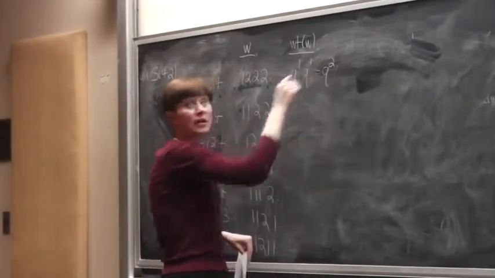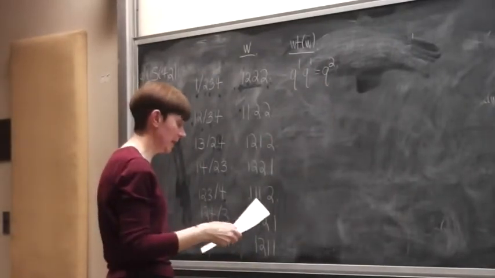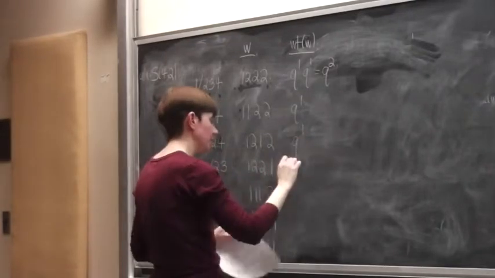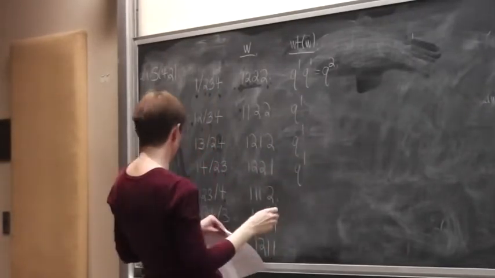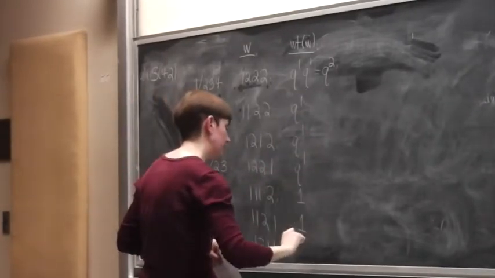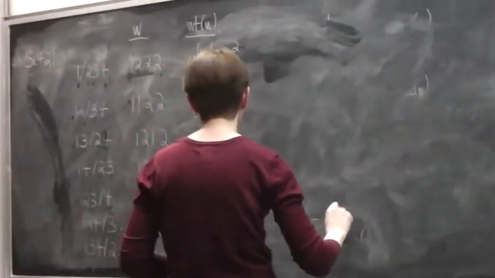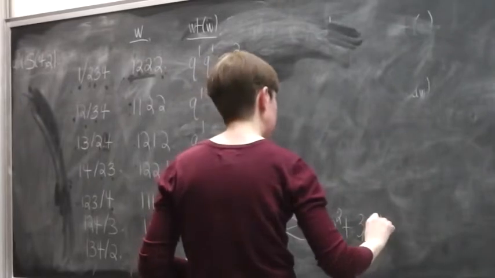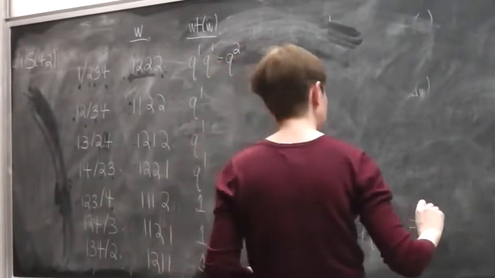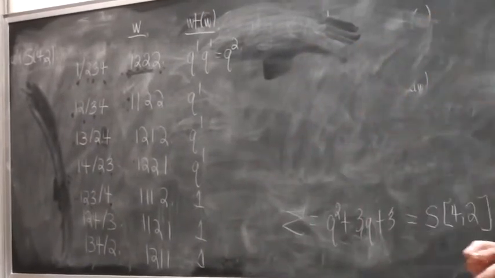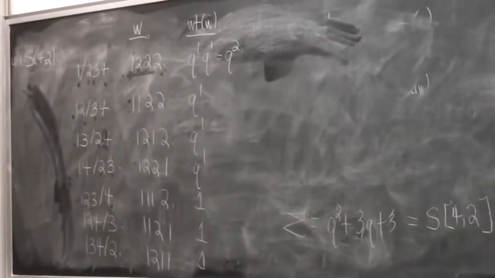Maybe for time, I'll just write these in, otherwise we'll be here all day. Anyway, if you compute the other ones, q to the first, q to the first, q to the first, it's the same: 1, 1, 1. And then we sum these up, and we get q squared plus 3q plus 3. So this is the q-analogue of the Stirling number. I know I did this a little bit fast, but there is a statistic.